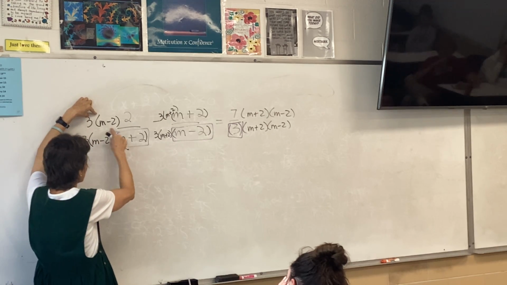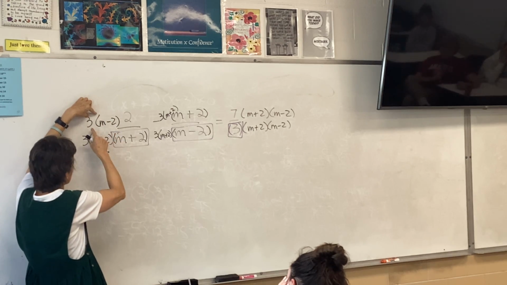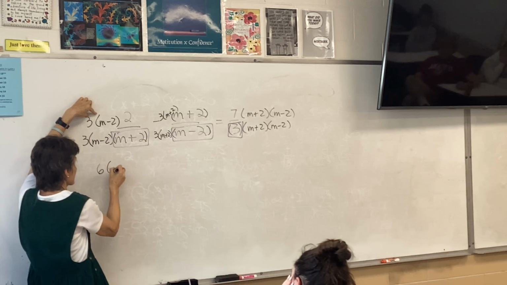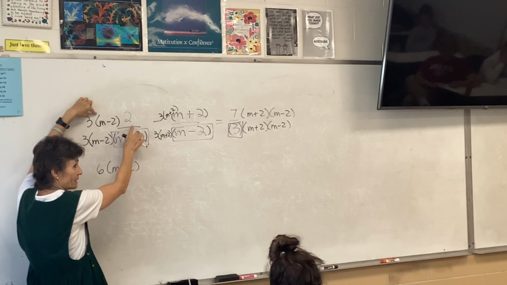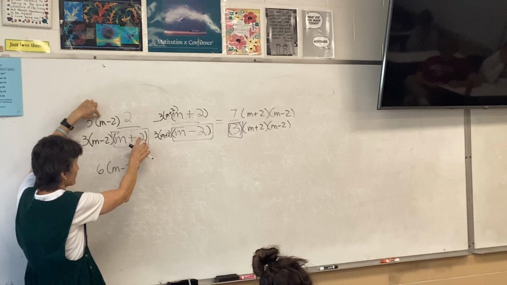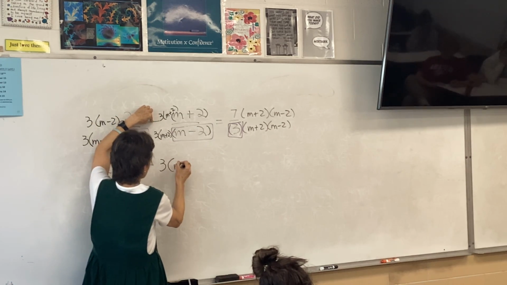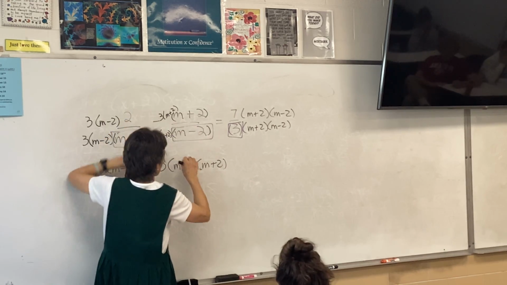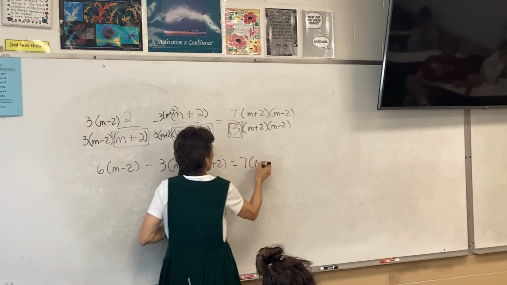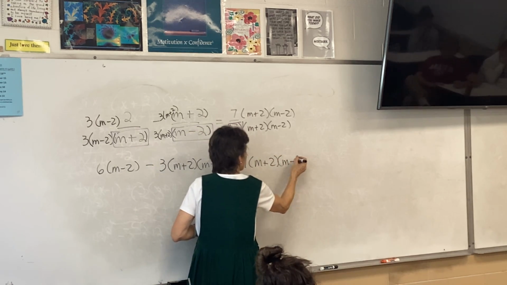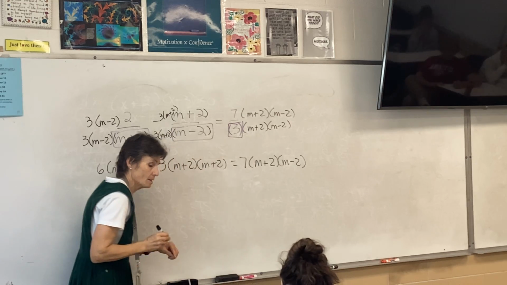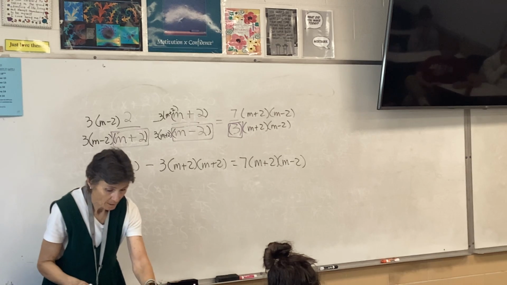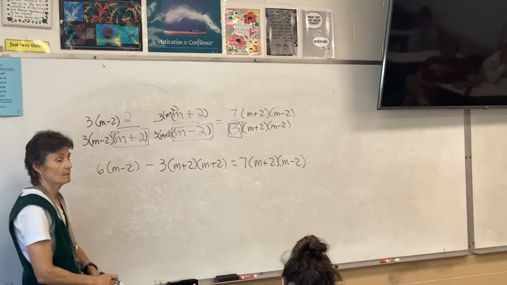Now remember, everything here is multiplied. So see that 3 times that 2? I'm going to go ahead and make that a 6 because it is multiplication. Minus 3 times m plus 2, m plus 2, they're both pluses, equals 7 times m plus 2, m minus 2. So look at that carefully and make sure that you agree that that's what's in the numerator.